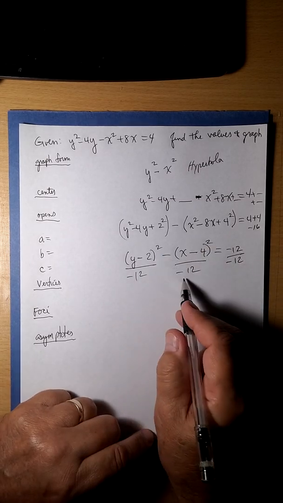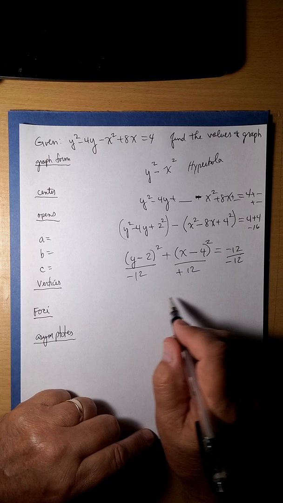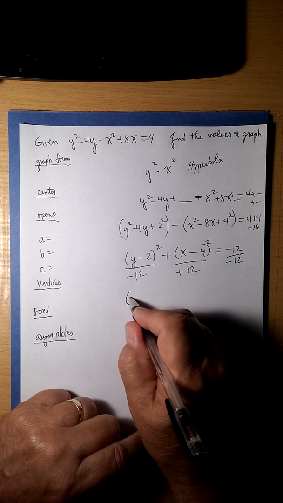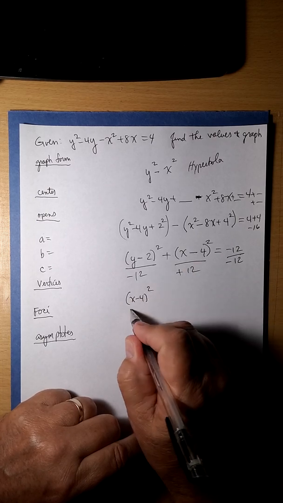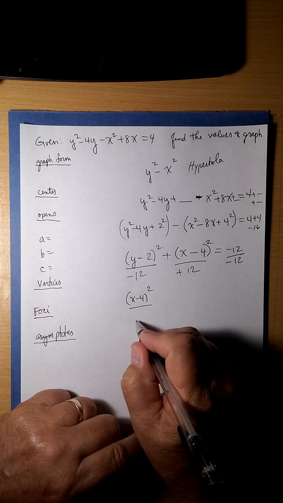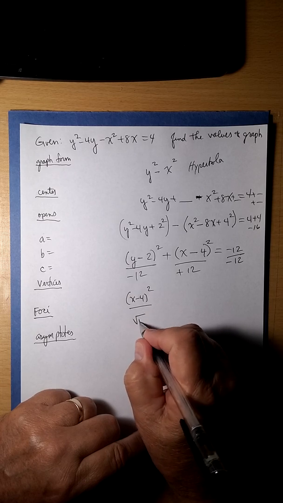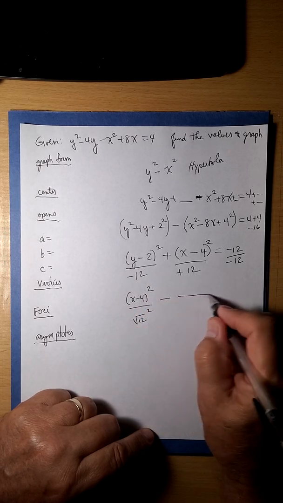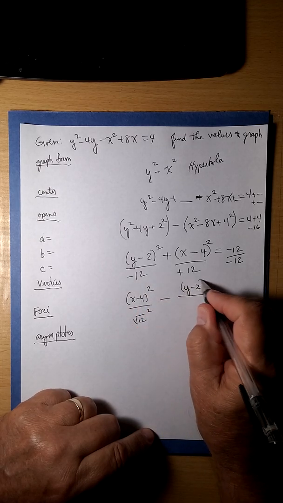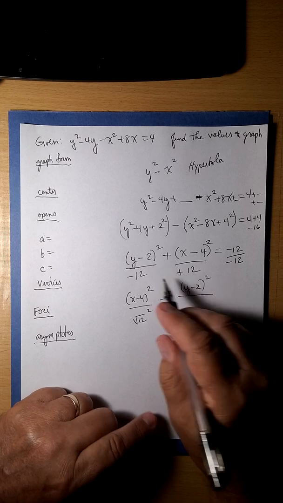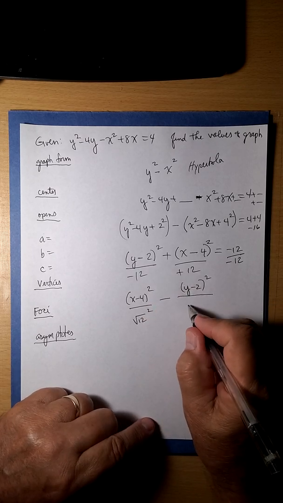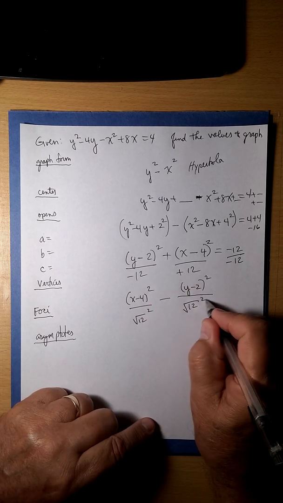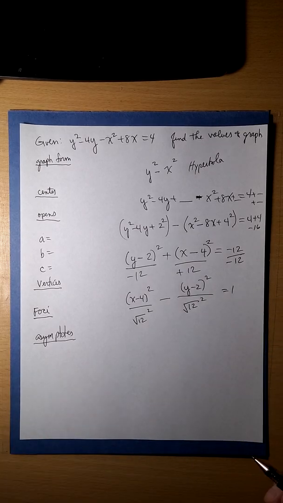So now these negatives cancel, and this becomes first: x minus 4 squared over 12. Well, we want really the square root of 12 squared. Minus, from this one, the y minus 2 squared over 12, but we'll do square root squared, equals 1. Does that make sense?